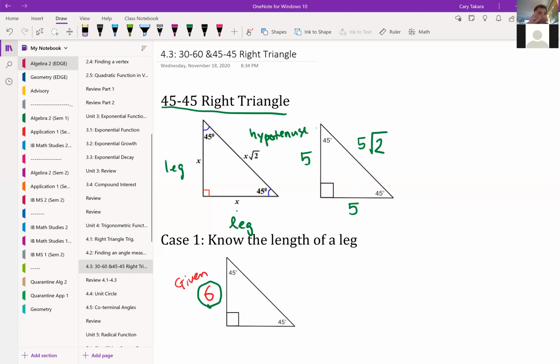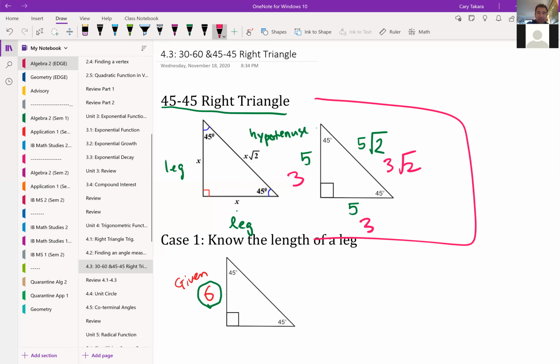If one of the legs is 3, the other one is also 3, and then the hypotenuse will be 3 square root of 2. Yeah, let's copy this down, okay? If one of the legs is 7, then the other leg is also 7. And the hypotenuse will be what? Just say out loud, it will be 7 square root of 2. So you get the point? Let's try one more time.